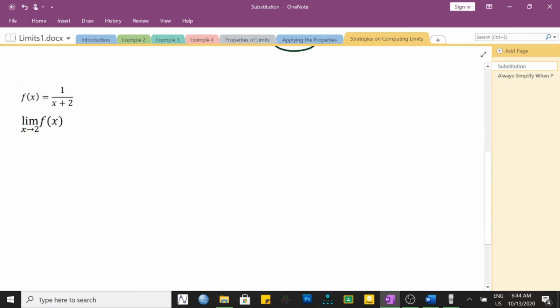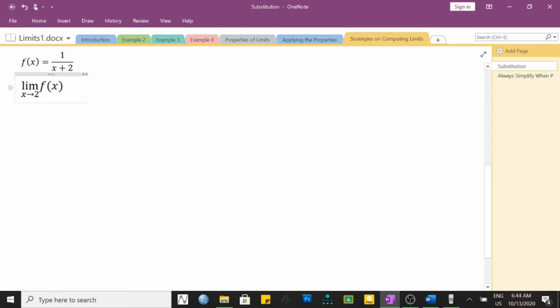Another example, we have 1 over x plus 2. Now, if x is approaching negative 2, for instance, then we cannot really apply substitution here. That is because substituting negative 2 here would give us an undefined answer. But we are lucky because we are not computing the limit of f of x as x approaches negative 2. We are computing f of x as x approaches 2.